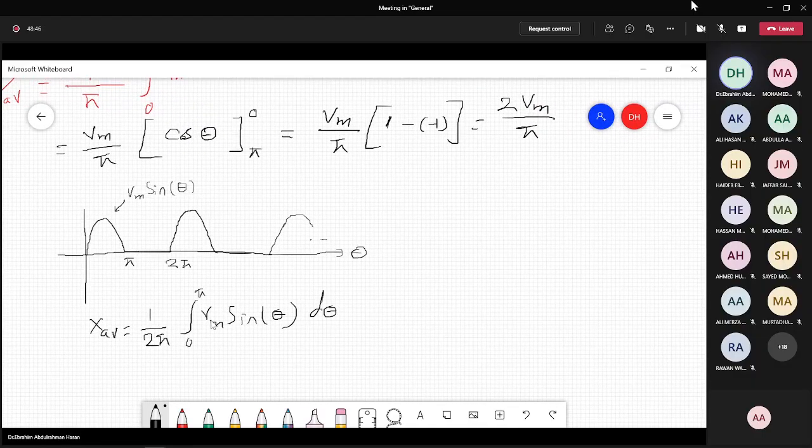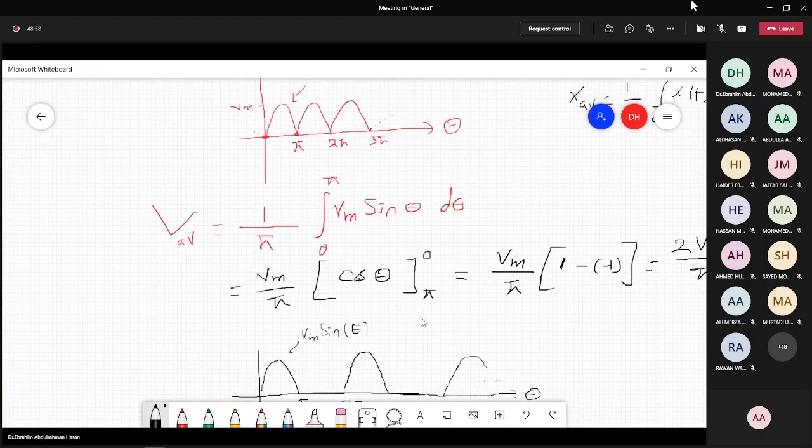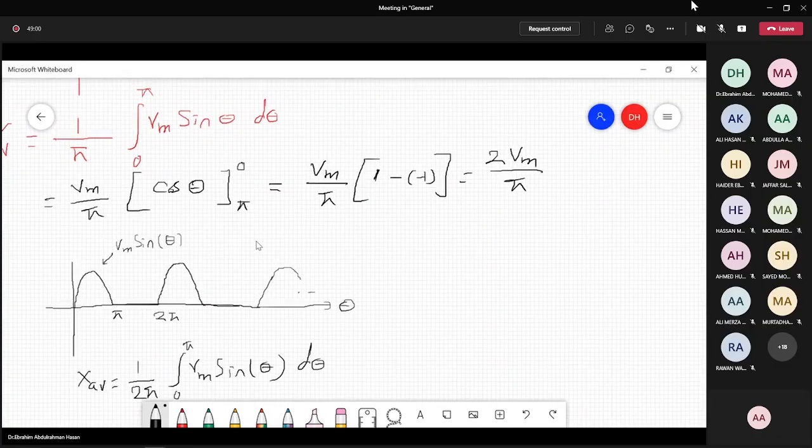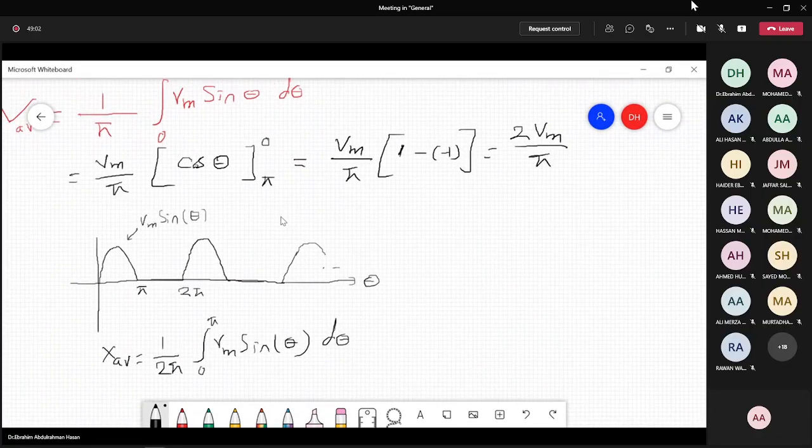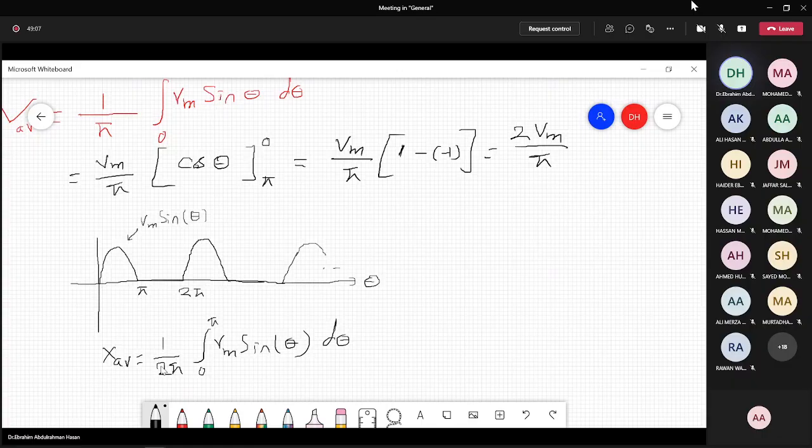So I think it is clear that you will get the difference between these two. Just here we have 2. So then you will get Vm divided by pi.